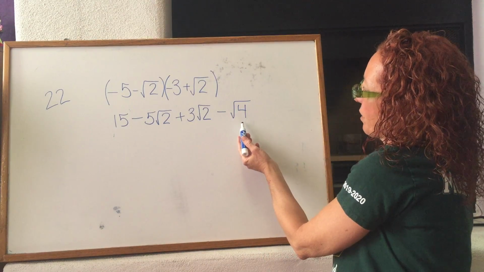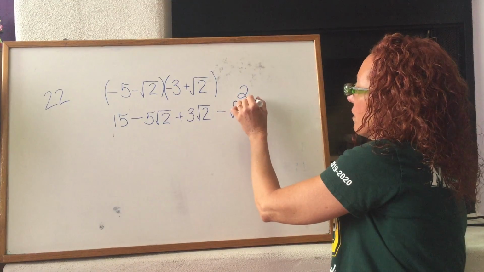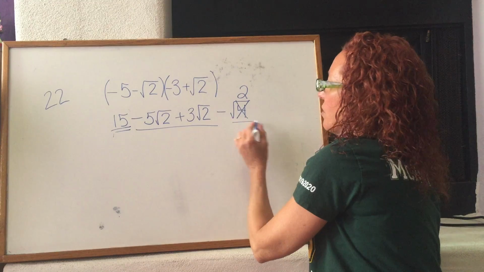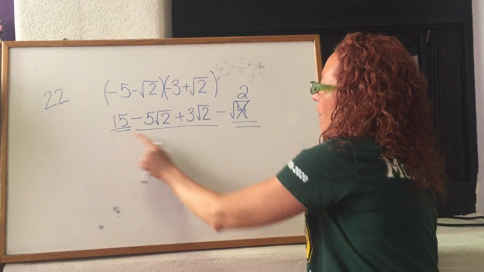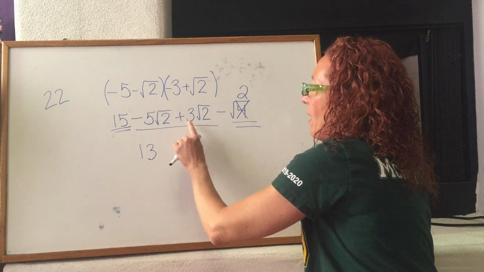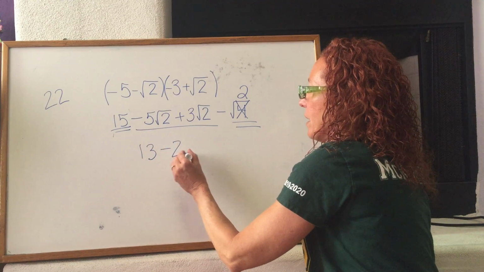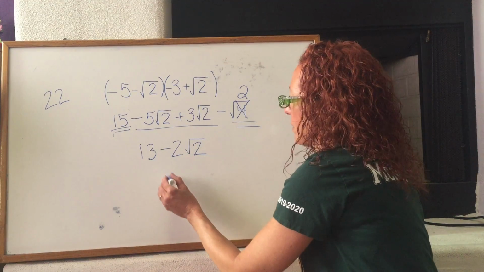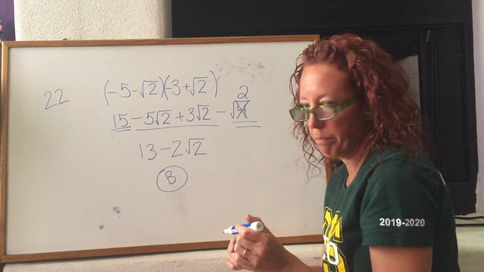All right, so you know this is a perfect square, so we can just do that. These two are going to be like terms, and these two are going to be like terms. 15 take away 2 is 13. A negative 5 and a positive 3 is negative 2 radical 2. And so our answer is B.